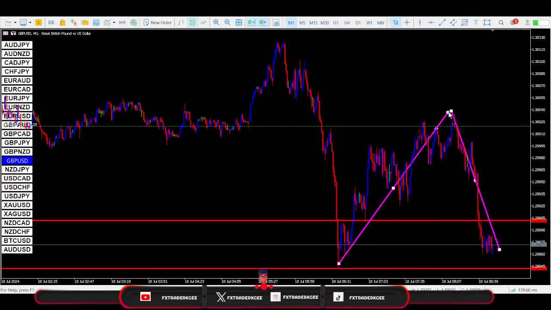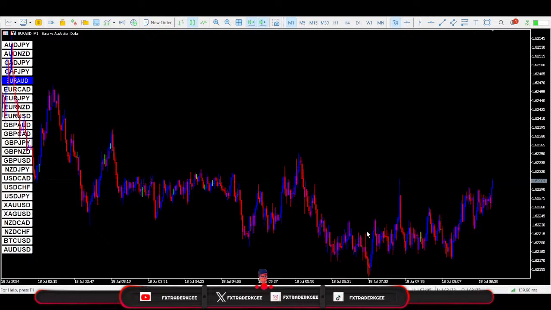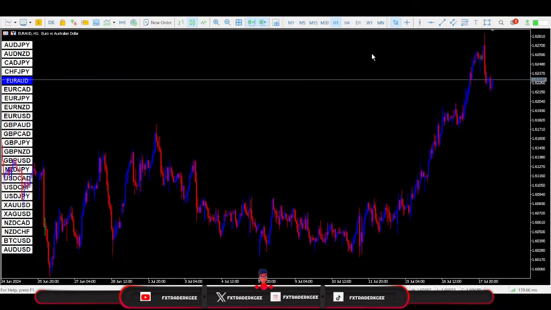All right, so that is it. So let's also look at Euro AUD. In this regard, let me show you, it's still the same pattern with GBP USD.